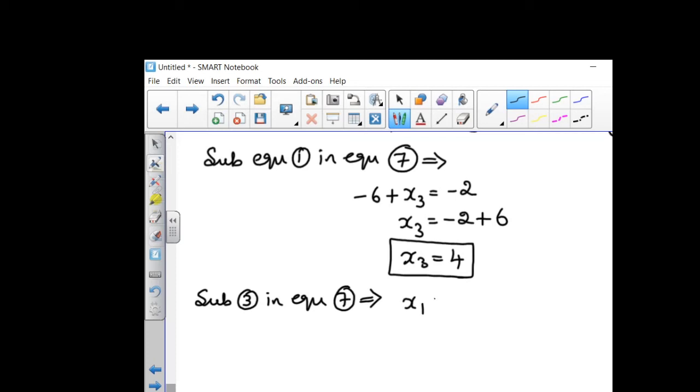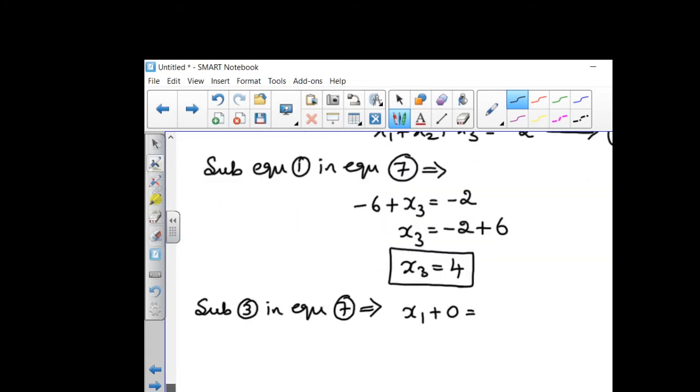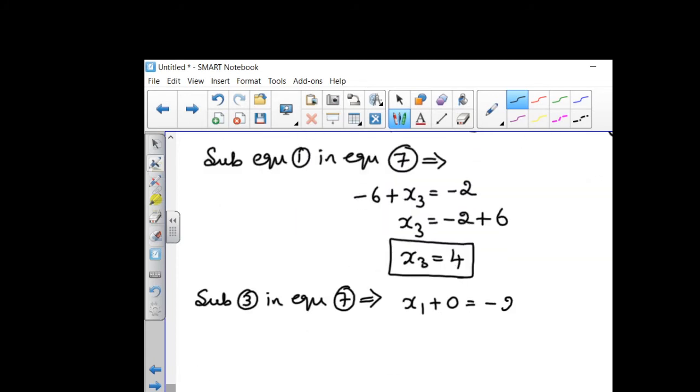So if you substitute 0 in place of x2 plus x3 in x1 plus x2 plus x3, what is in the 7th equation? Minus 2. So x1 is equal to minus 2. Okay.